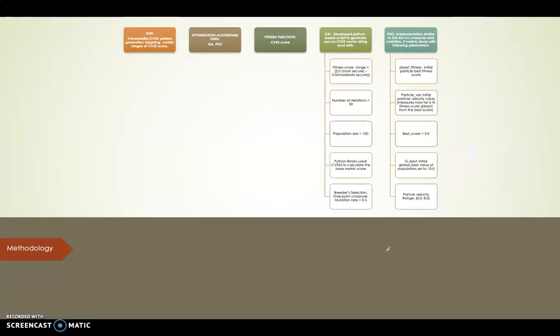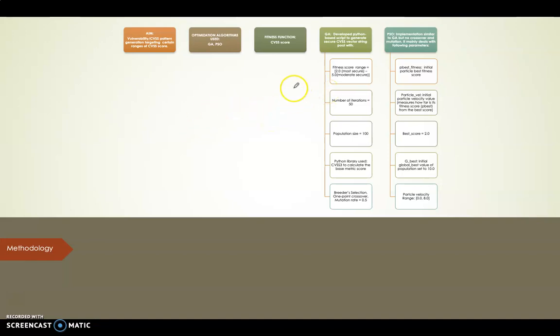Now I'll talk about the methodology. Here the aim is to generate vulnerability or CVSS patterns, one and the same thing, targeting certain ranges of CVSS score. We use GA and PSO as optimization algorithms. CVSS score is used as a fitness function. And in GA we developed a Python-based script that generated a secure CVSS vector string pool, where the initial pool was insecure and through iterations it generated a secure pool of strings.